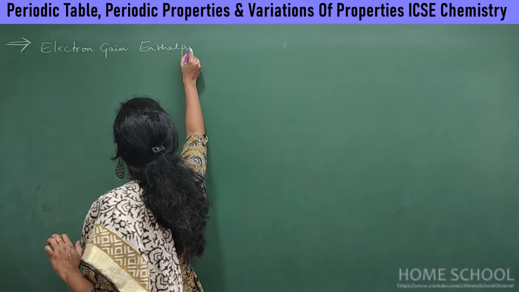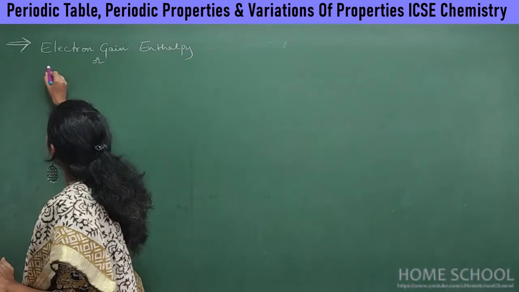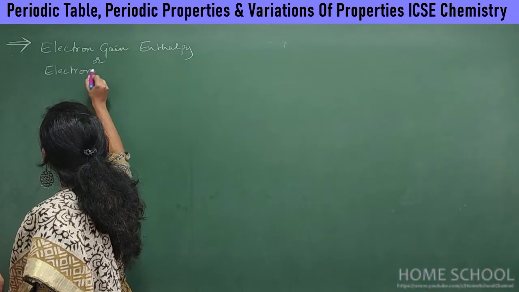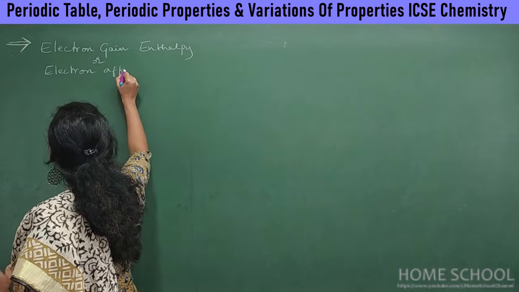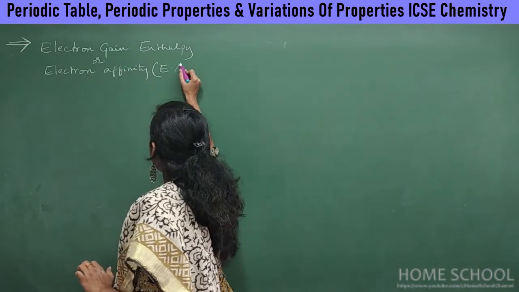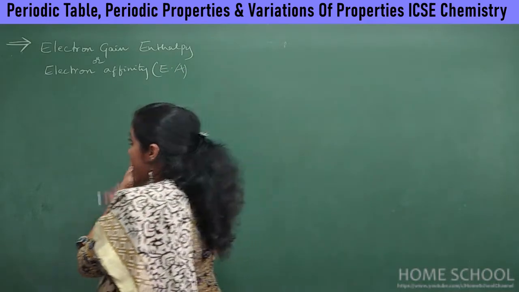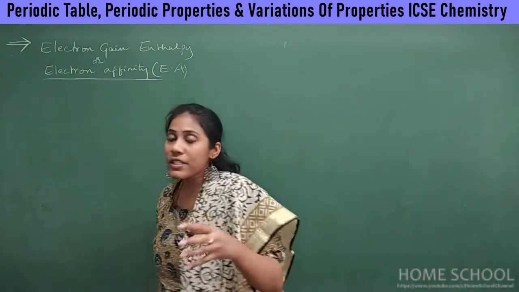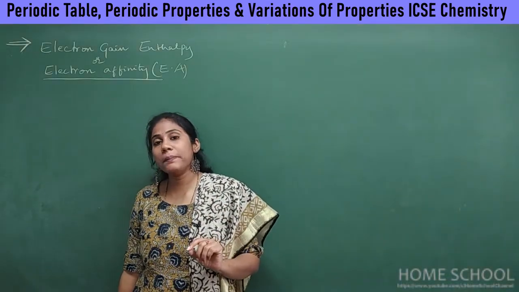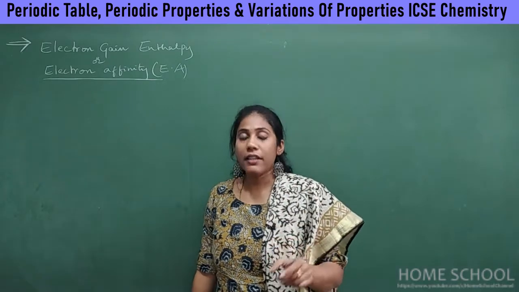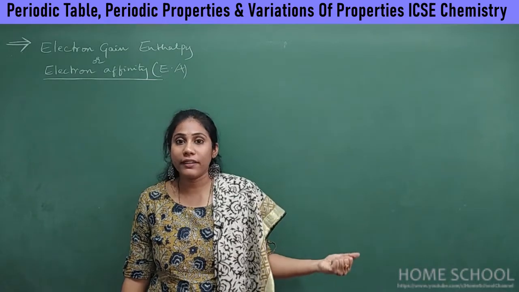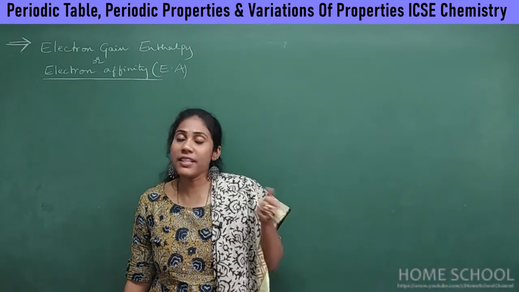Electron gain enthalpy is also called electron affinity. So here electron gain enthalpy and electron affinity are one and the same. In short, we can call it EA. This is exactly opposite to ionization enthalpy. So what was ionization enthalpy? It was the energy required to remove the outermost electron from a neutral gaseous atom.